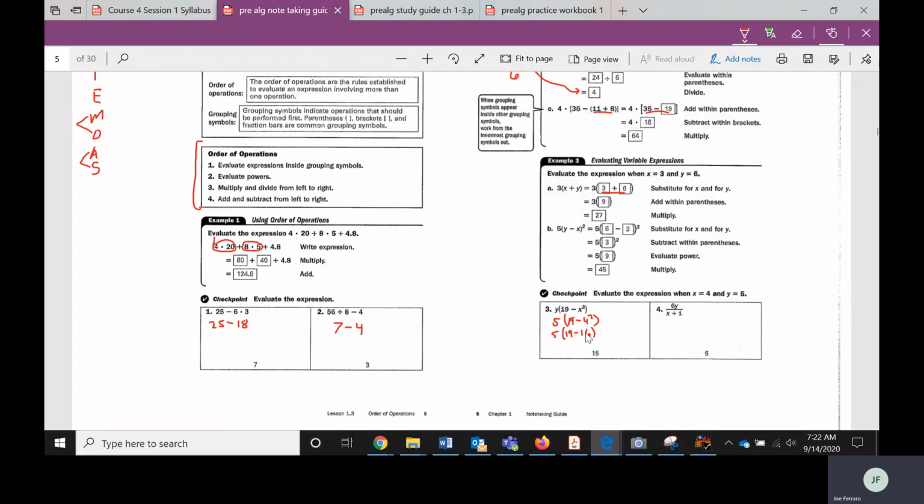Now there's nothing else to do in the parentheses except subtraction. So 19 minus 16 is 3. And that's where we get the 5 times 3 is 15. Okay. Next problem. We have 6y, so it means 6 times 5 on the top.